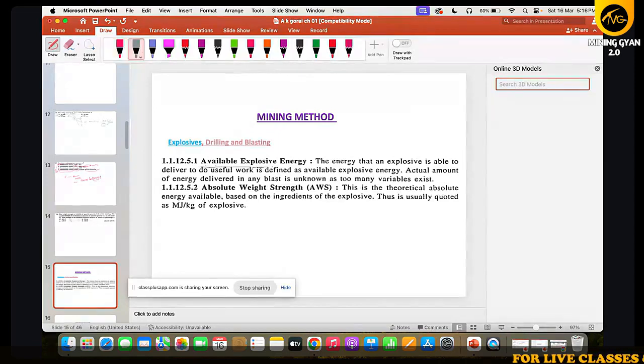Available explosive energy. What is available explosive energy? Energy that an explosive is able to deliver to do useful work.